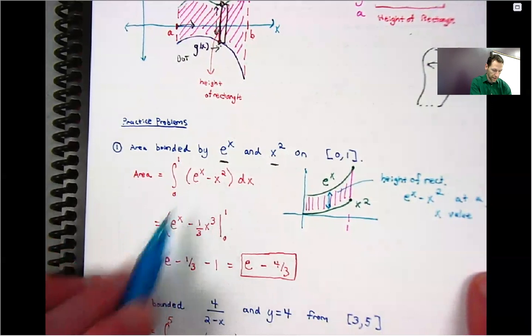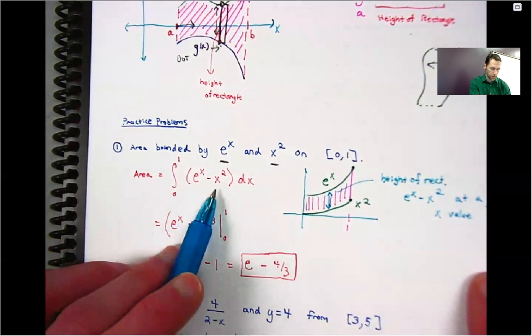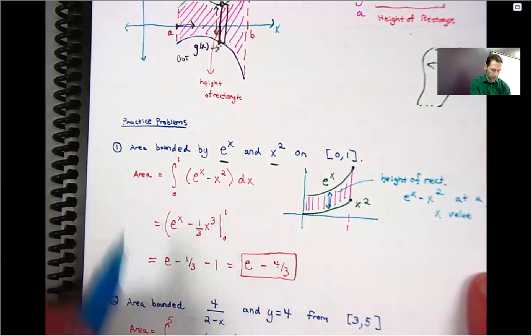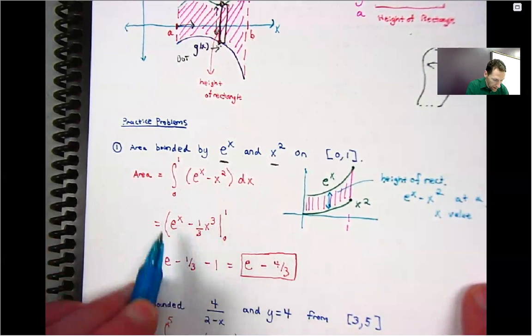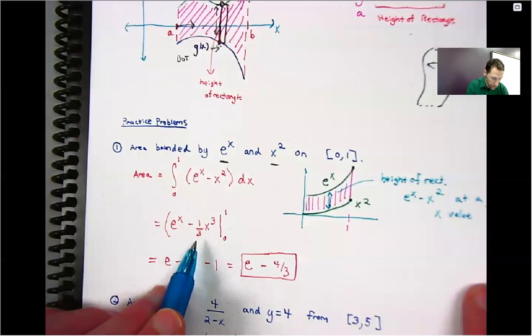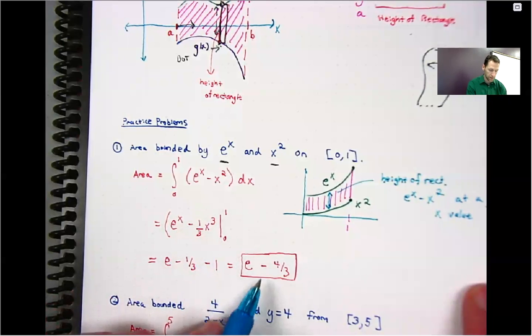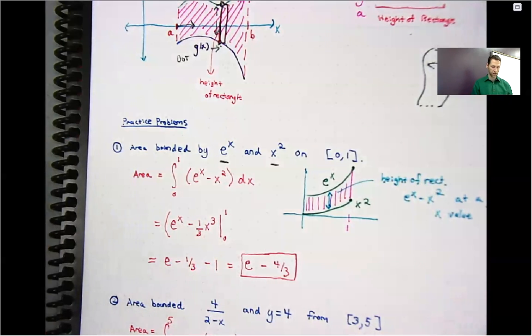I'm going to integrate e to the x, which is e to the x. The antiderivative of x squared is 1/3 x cubed. Evaluate between 0 and 1, and we end up with the expression e minus 1/3, and then minus the evaluation at 0, 1 minus 0. So that's why there's a minus 1 here. And we get this exact result, e minus 4/3.